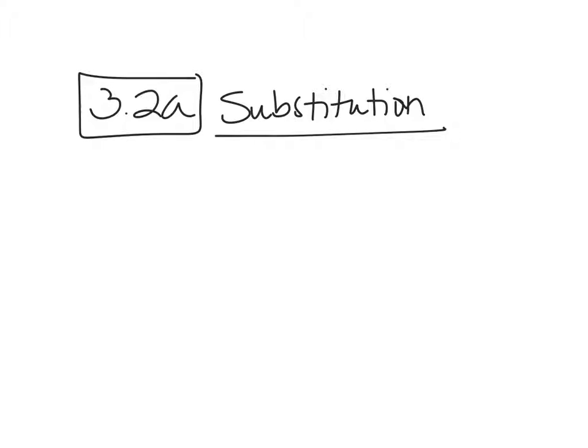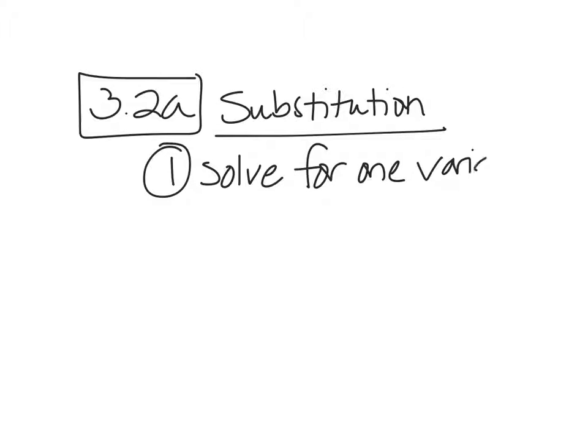Here's how to solve a system by substitution. There's really like 3 steps. Number 1, you need to solve for 1 variable. You're going to be given 2 lines again, and in one of them, you have to have a variable that's solved for, like y equals something, or x equals something. Just in one of them. It doesn't have to be both.